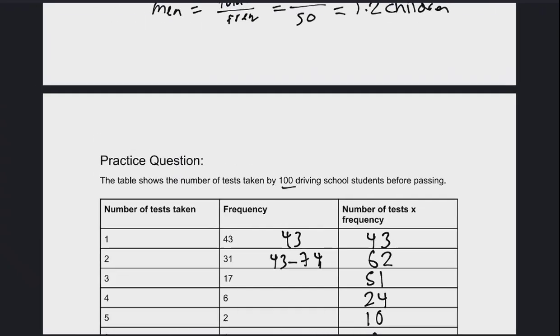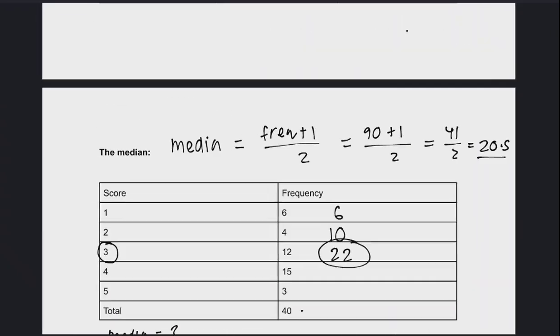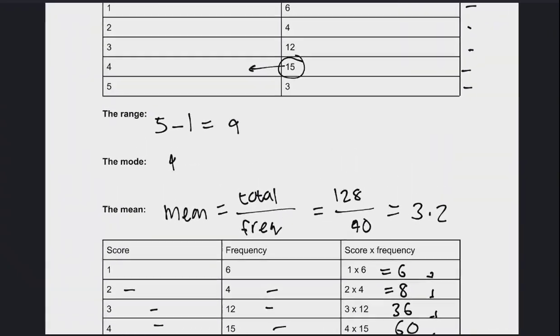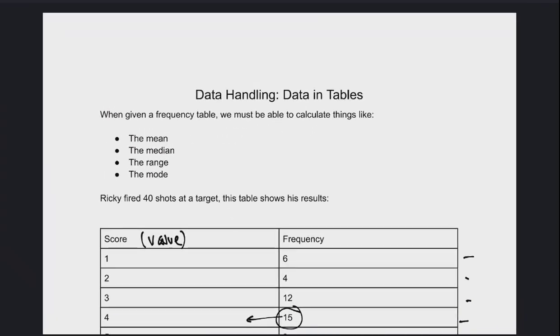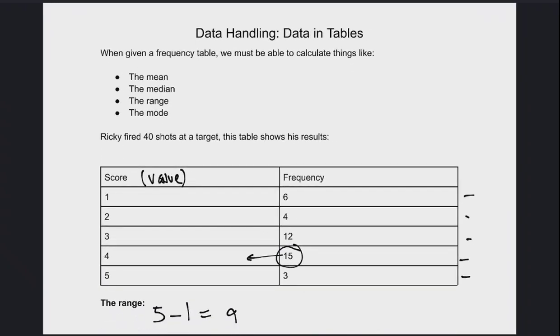Okay, so whenever you've got a frequency table and you're asked to calculate the range, the mean, the median, the mode, the method is going to be the same all the time, basically. So my advice to you would be to practice using similar questions with frequency tables just to drill in that method.